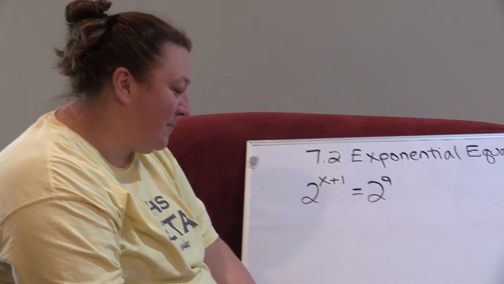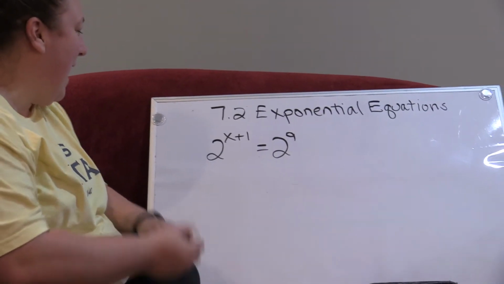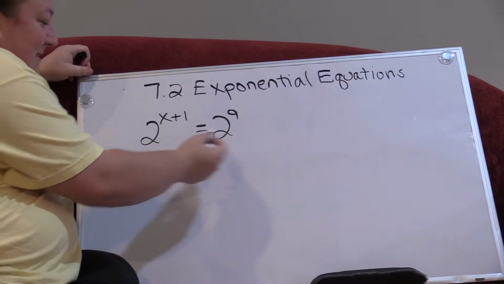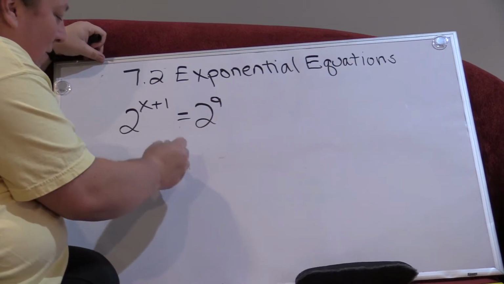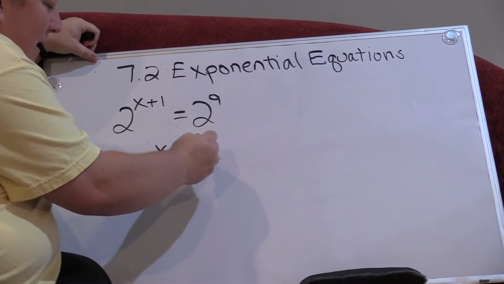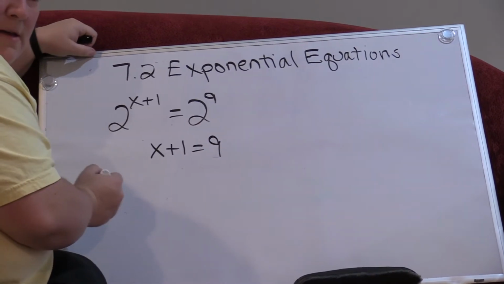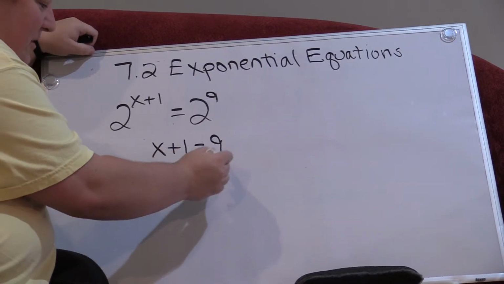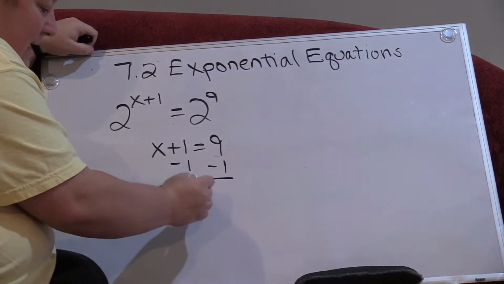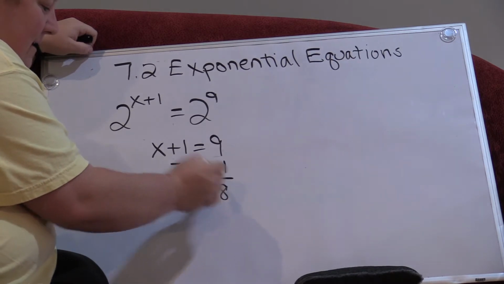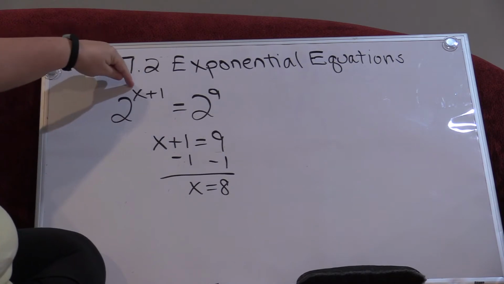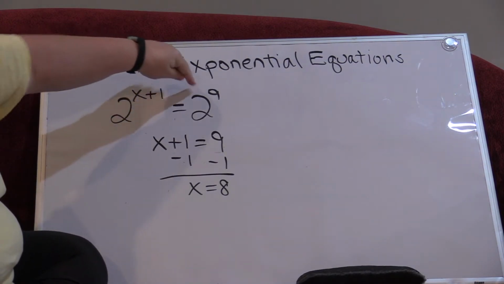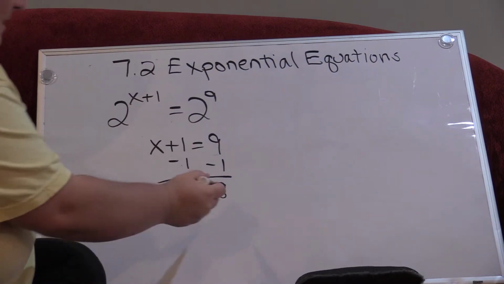Now we're going to do some problems and show you some examples. When we have equations with the same base, if they're equal, our exponents must also equal. So x plus 1 equals 9. Subtract 1 from both sides. X equals 8. When we plug this back in, 8 plus 1 is 9. These are equal, and this is my solution.